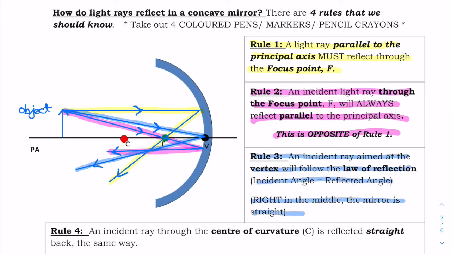We have one more rule, and this is that an incident ray of light that passes through the center of curvature will be reflected back the same way. Let's draw that next. So here's our incident ray of light. It passes through the center of curvature. That's point C. All right, and then it just reflects back and goes the same way. And that would be our rule number 4.